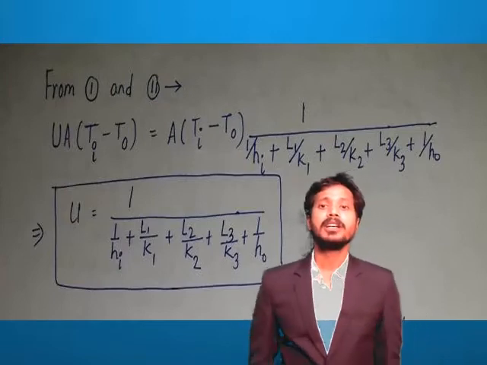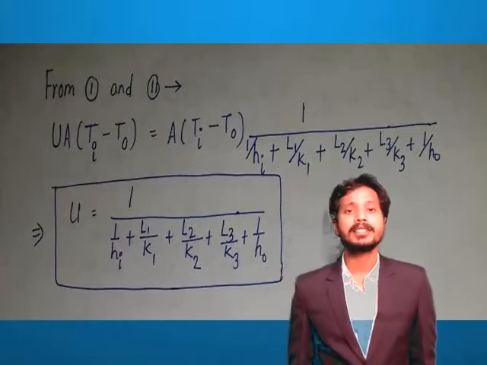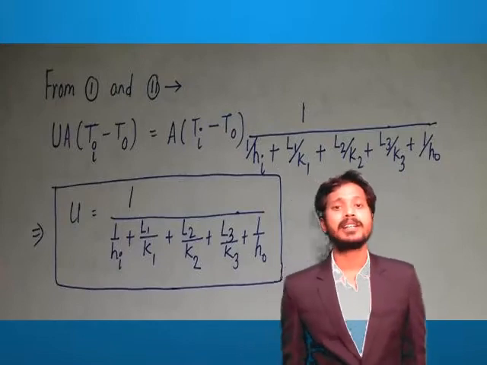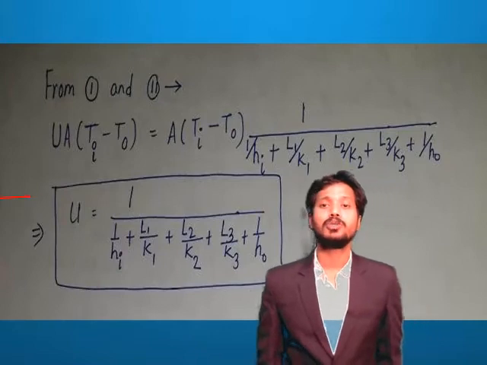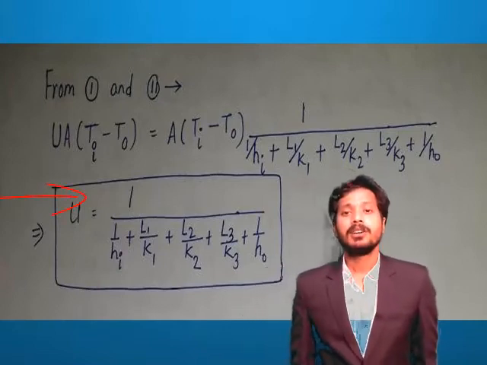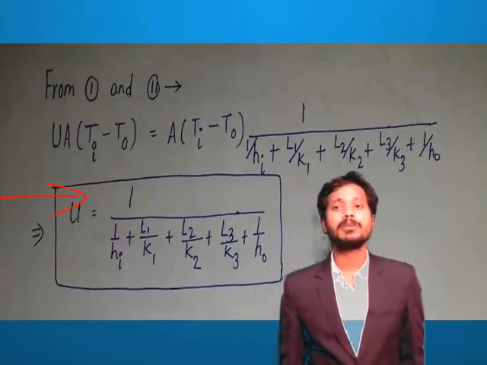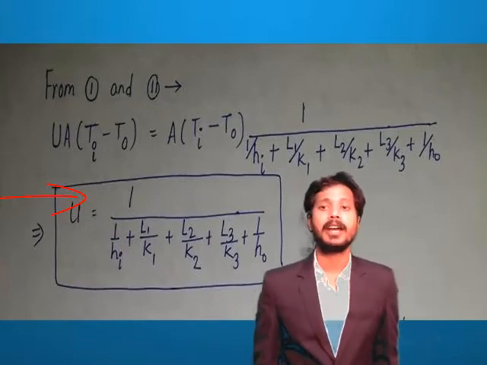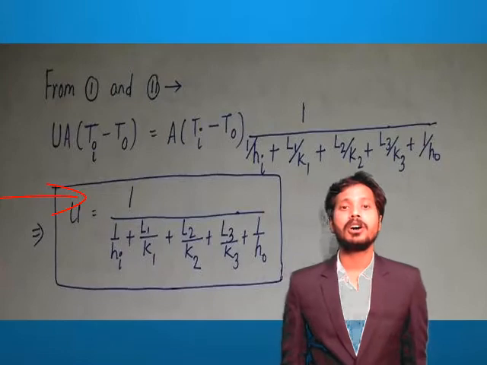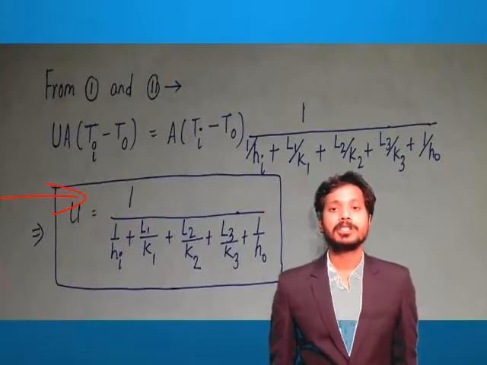Because of this concept, we are summing up this overall heat transfer concept. So from here, Ti minus T naught we can cancel, A also we can cancel. So finally we get the value of the overall heat transfer coefficient U equals 1 divided by (1 by Hi plus L1 by K1 plus L2 by K2 plus L3 by K3 plus 1 by H naught). So this is the formula of the overall heat transfer coefficient.